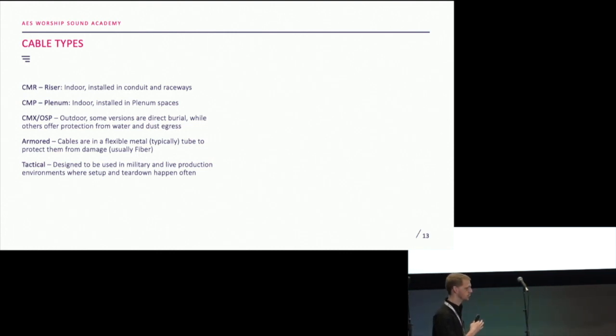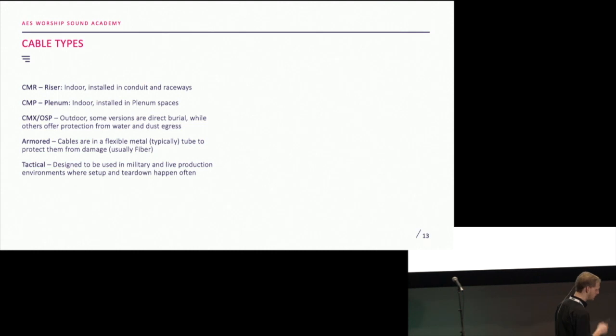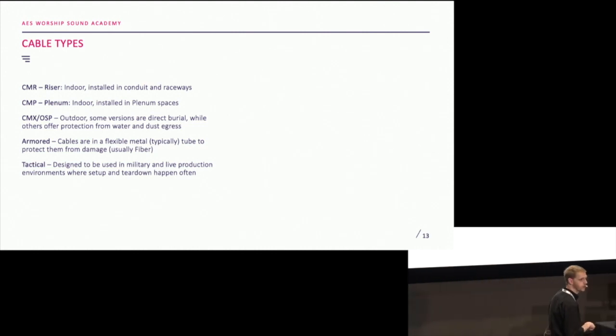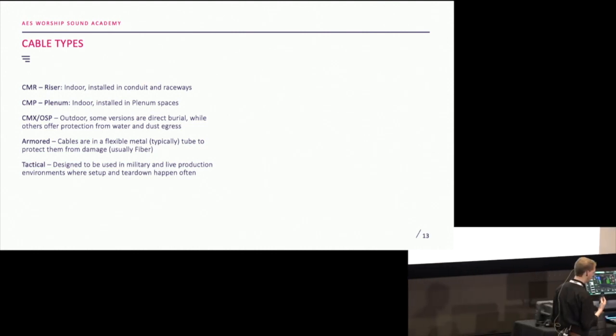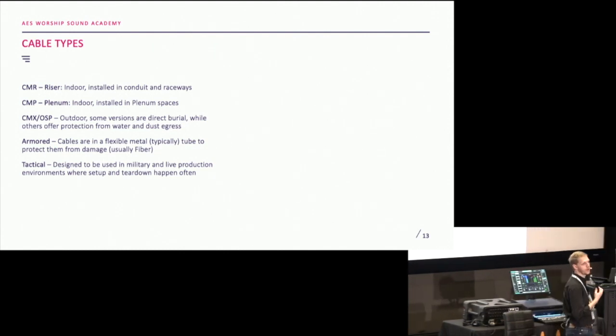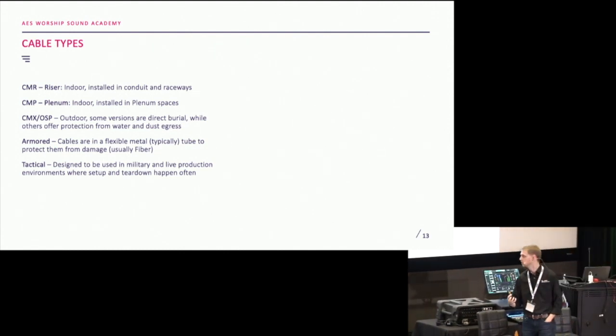We've got CMR, which is a riser type cable. The CMR is kind of the standard that you're going to put into a piece of conduit. That's a rating on the jacket based on some data that they've taken to make sure that it's not going to spew dangerous chemicals if it catches on fire or whatever. So that's the deal with the CMR.